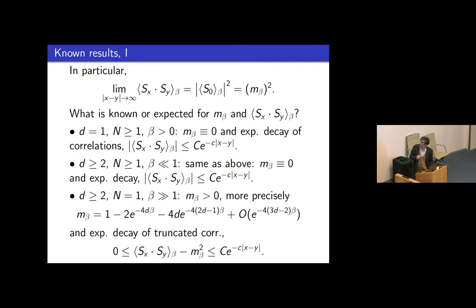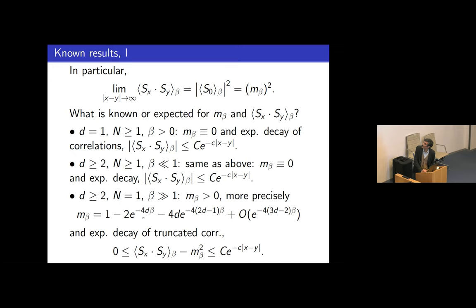So the first interesting thing takes place for the Ising model, N equal 1, in dimension 2 or more, at sufficiently low temperature. In this case, it's known that there is spontaneous magnetization. Actually, much more is known. So there is a fully convergent expansion in the small parameter e to the minus beta.